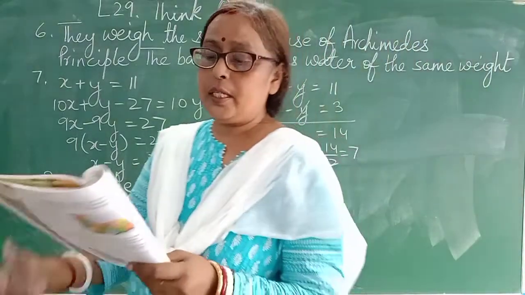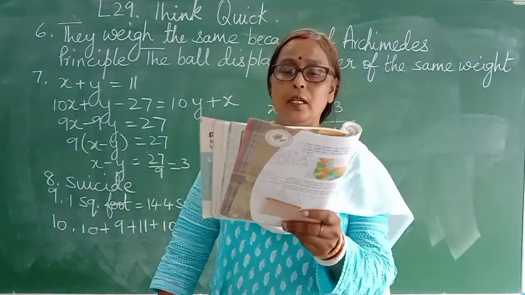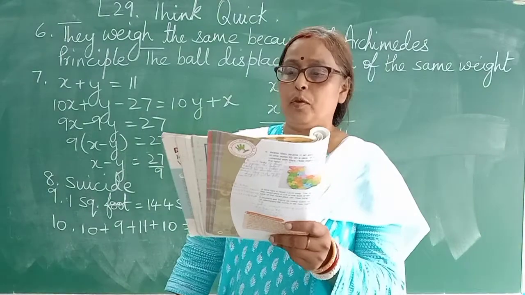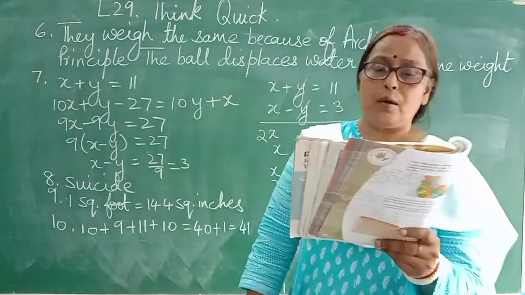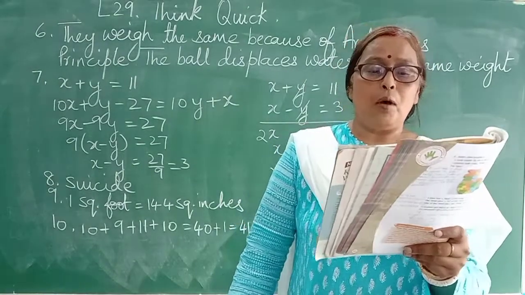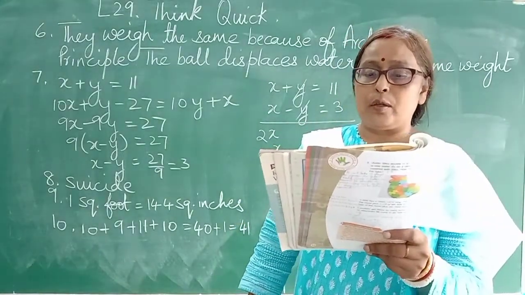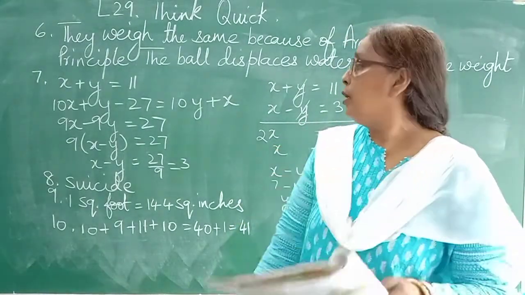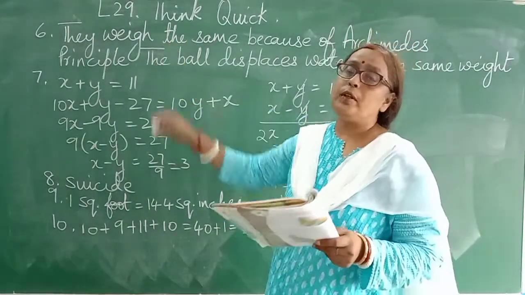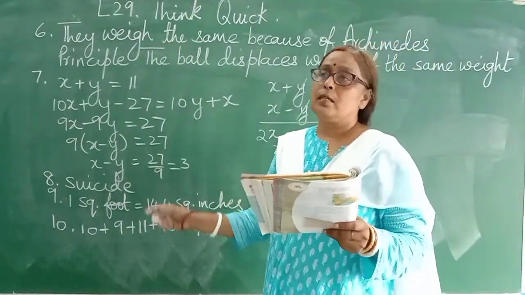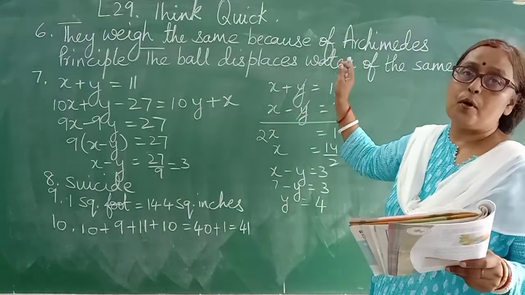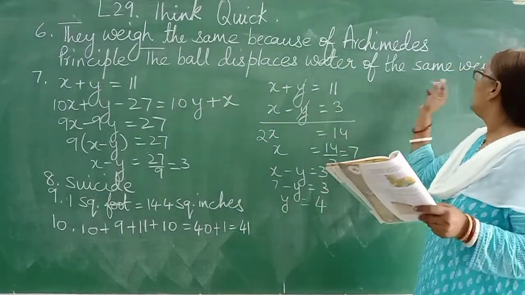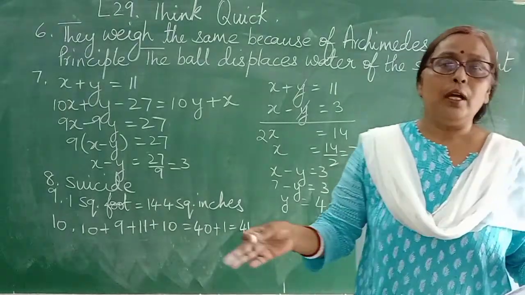Now children, the sixth question. Two identical buckets are filled to the brim with water. One of the buckets has a plastic ball floating in it. The plastic ball has a lower density than water. Which bucket weighs more? Now they both will weigh the same because of the Archimedes principle. The ball displaces the same amount of water as the weight of the ball.